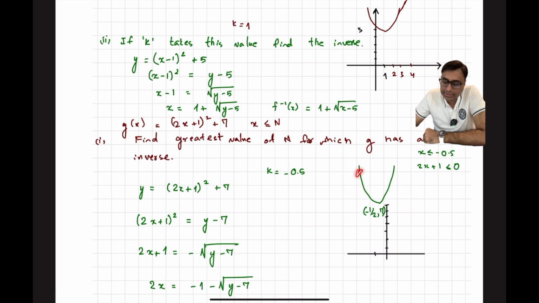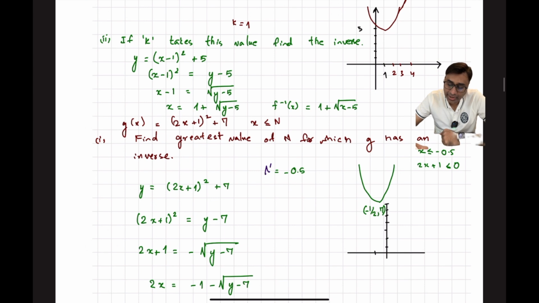Like, if I pick something like, let's say, minus 2, and I take less than or equal to minus 2, then it will be just that part of the curve which is towards the left. And that means it will be a one-to-one function. So I can take n up to minus half, but not beyond minus half. For instance, if I take n as 0, then that means I'm considering this part where it repeats itself. So the maximum value of n I can take is again this turning point, which is minus half. So n in this case is going to be negative half.